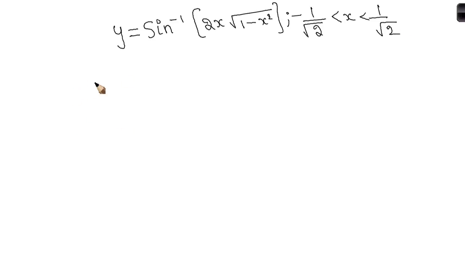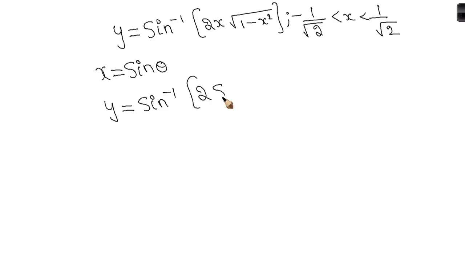Okay. Now if we replace x with tan theta, it does not make sense here. My mind should strike that 2 sin theta into cos theta is sin 2 theta, and root of 1 minus sin square theta is cos theta. So definitely my mind says substitute x is equal to sin theta. So y is equal to sine inverse of 2 sin theta into root of 1 minus sin square theta.